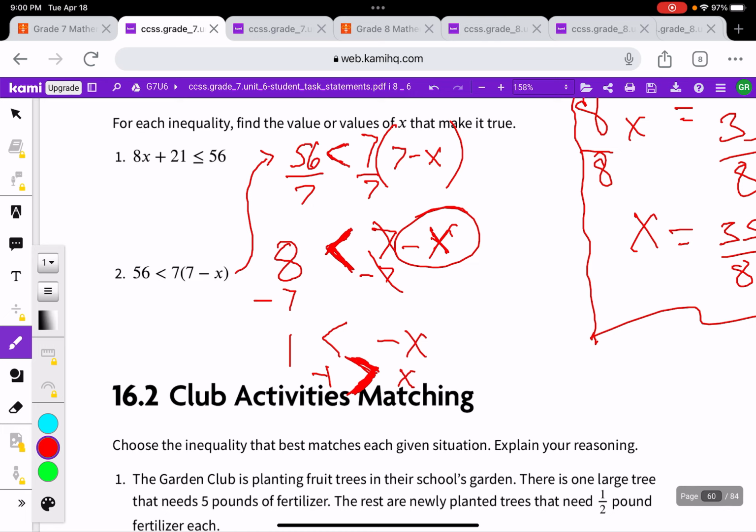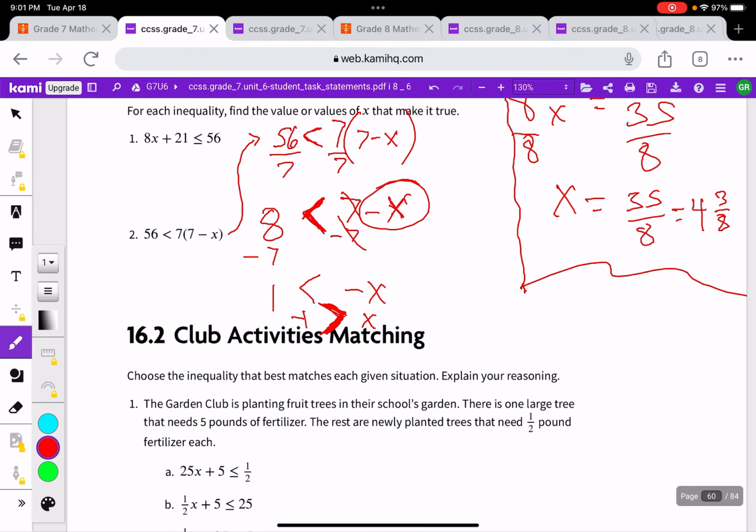0, 1. If we plug in 0 in the equation, 7 minus 0 is 7. 7 times 7 is 49. 49 is not greater than 56. Notice that doesn't work if we don't switch the symbol around.